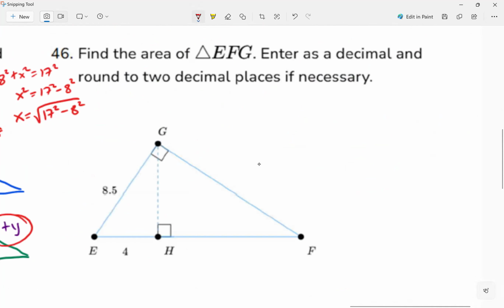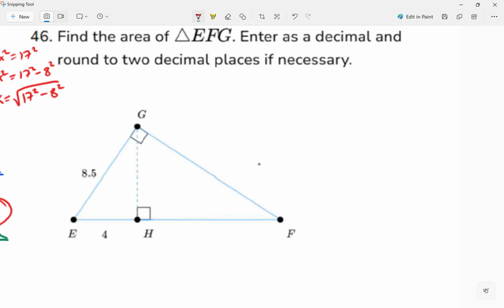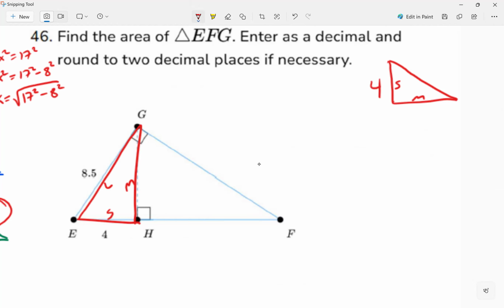Let's take a look at question number 46. Find the area of EFG. Enter as a decimal and round to 2 decimal places if necessary. Okay, so I'm going to do similar triangles to solve for the side that I need as well. My red triangle is here. Here's my small, medium, and large. So the small side is 4. The medium side, I don't know. And the large side is 8.5. But wait a minute. Can I solve for the medium side? Yes.